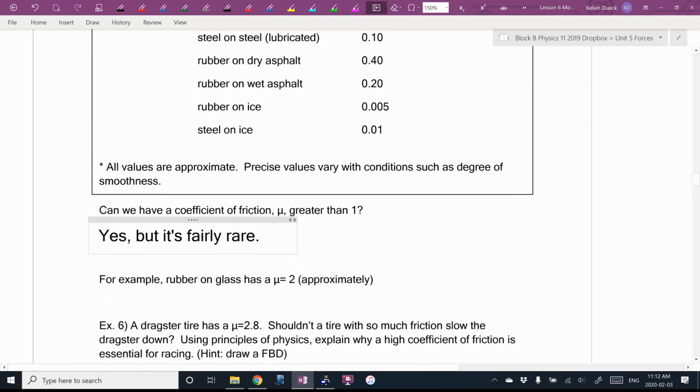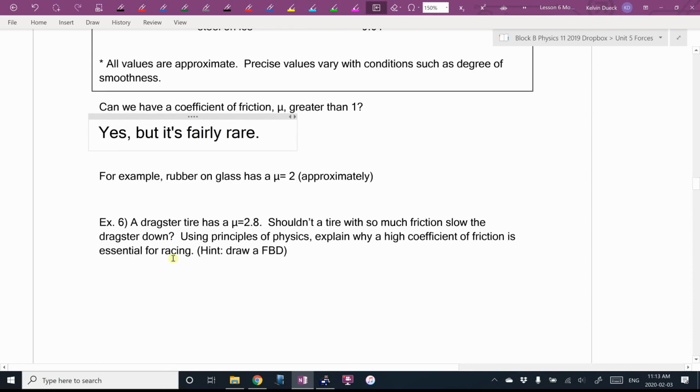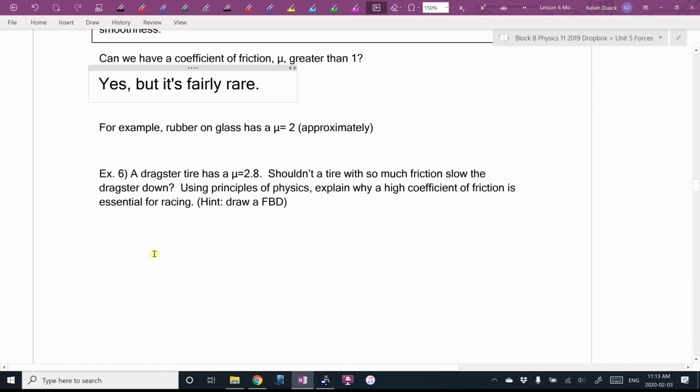And dragster tires. So a dragster tire has a mu of 2.8. Is that small or is that big? You know what? I heard what you said. I should have said, is that small, is that big, or is that really big? That's really big. Shouldn't a tire with so much friction slow the dragster down? Using principles of physics, explain why a high coefficient of friction is essential for racing. It's very desirable.